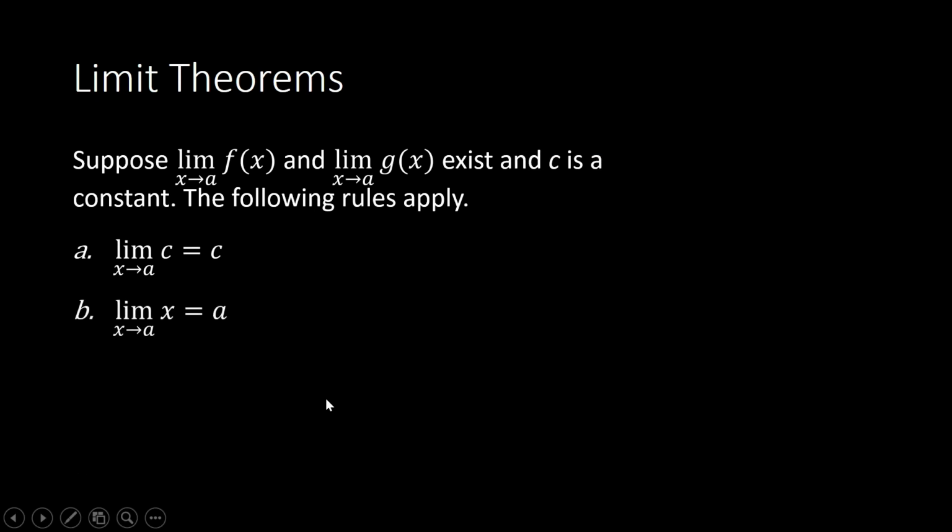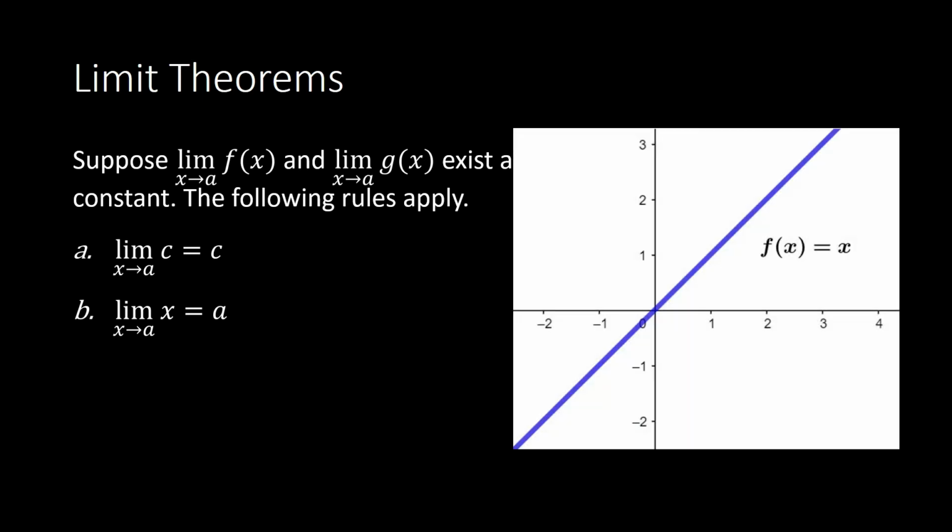The limit of x as x approaches a is equal to a. So this is like x is the linear function, f of x is equal to x. Let's say, for example, our a is equal to 1. As x approaches 1 from the left, our function approaches 1. When x approaches 1 from the right, our graph approaches that point, and the value of our function is also 1. So the limit of x as x approaches a is just equal to a.